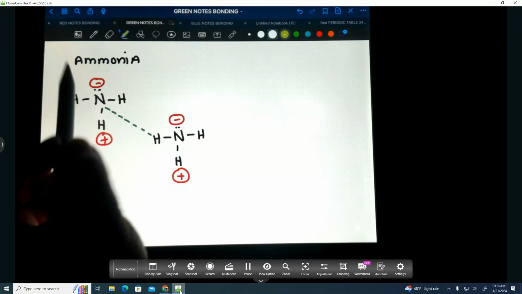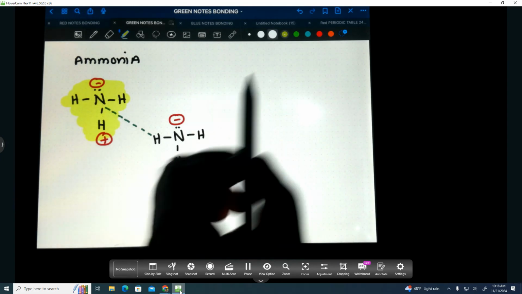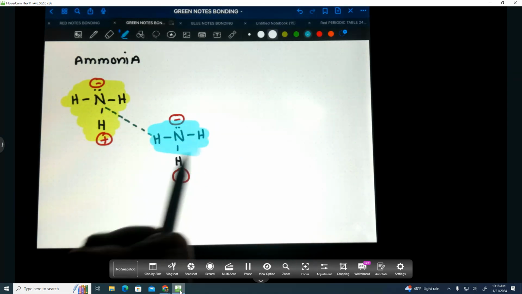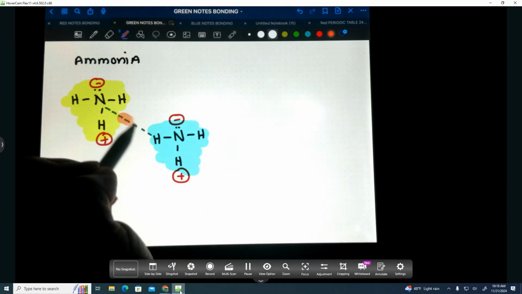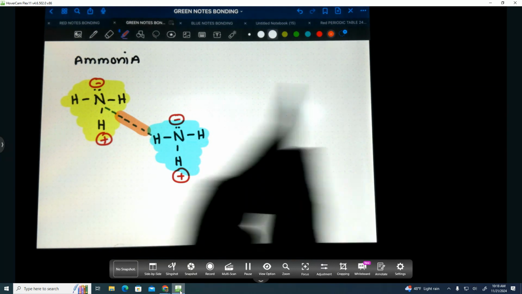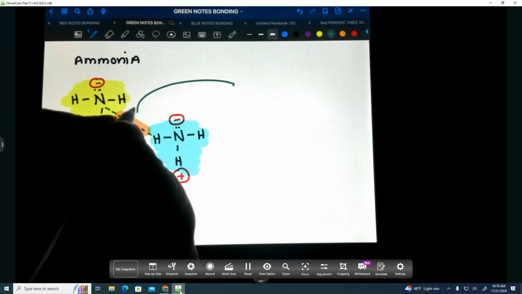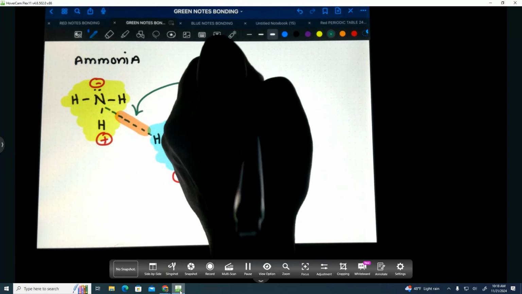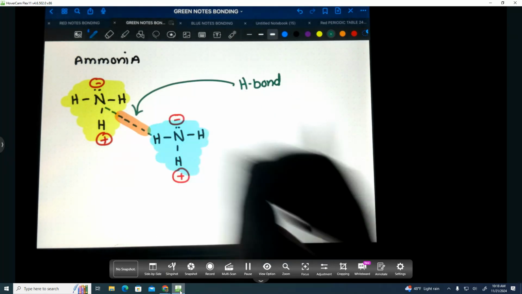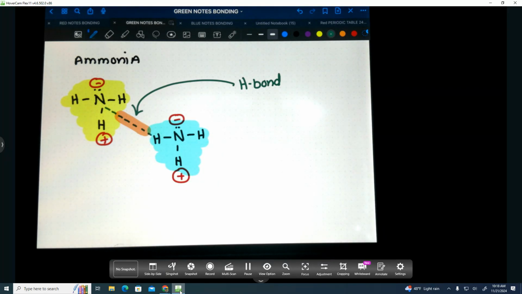So again, here's a molecule. Here's a different molecule, and here's the force that's holding them together. This orange that I just drew is the hydrogen bond. It's generally denoted with a little dotted line because it's not a bond. It's an attractive force between the two molecules.